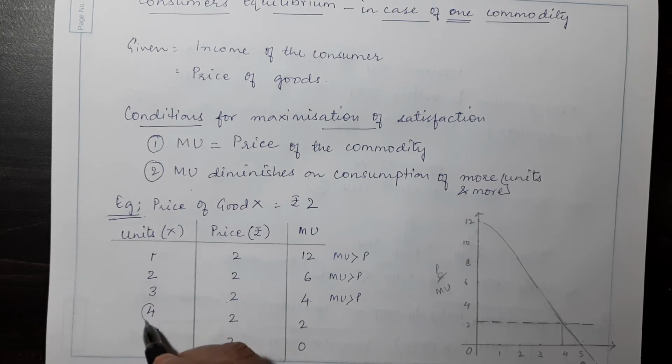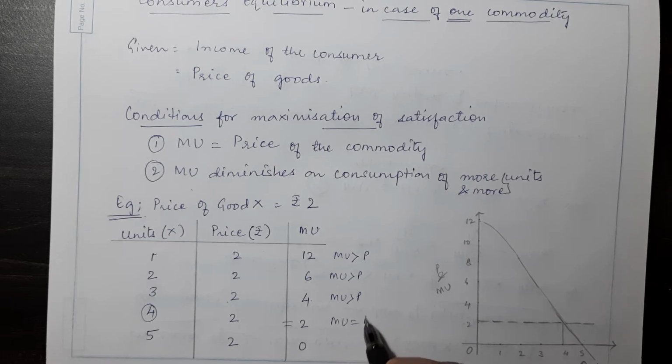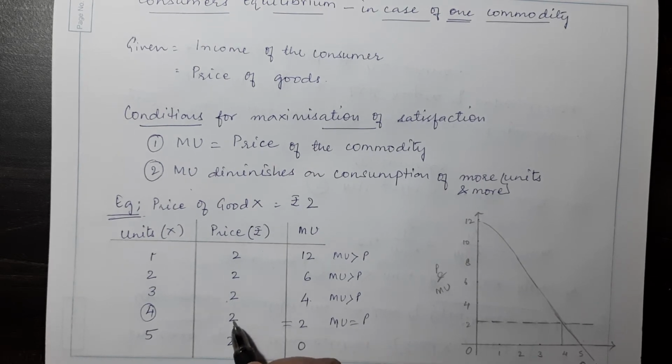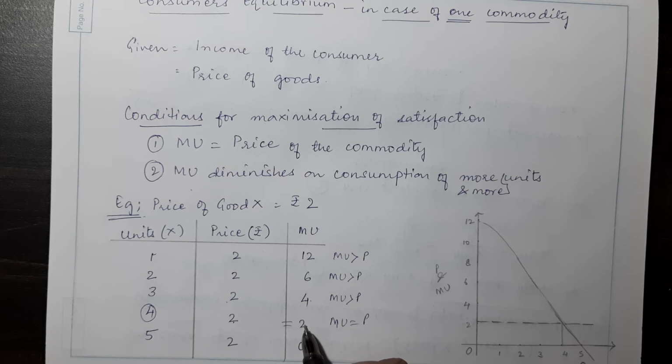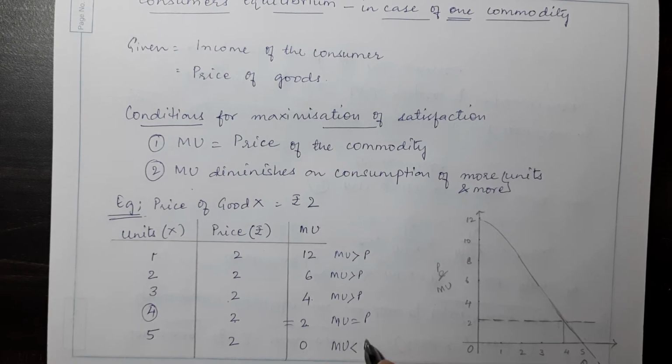But on the consumption of the fourth unit, we find that the marginal utility is equal to price. Price is 2, marginal utility is also equal to 2. But on the consumption of the fifth unit, we find the marginal utility is less than the price. This is 0 and this is 2. So marginal utility is less than price.